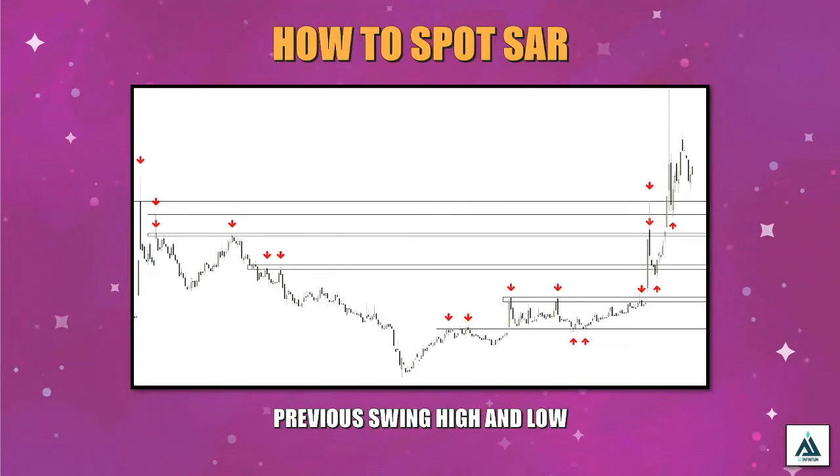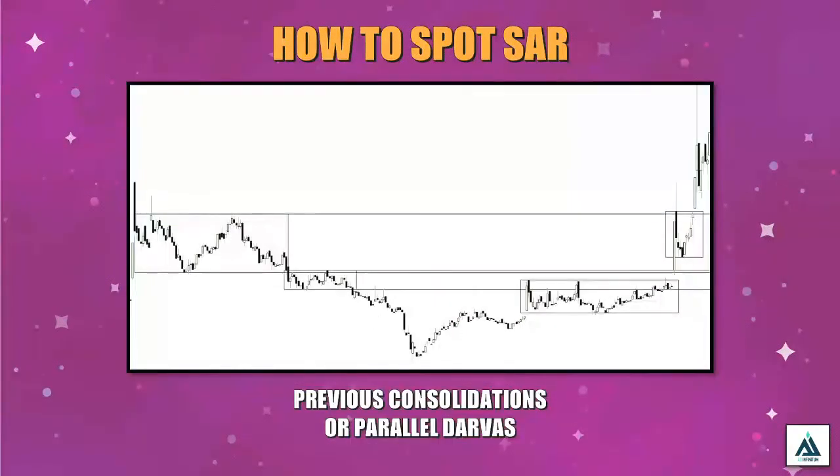Next, are previous consolidation or parallel darbas. These are areas where price previously consolidated for long periods. Typically, we identify the levels where price consolidated for a period and draw boxes onto them. The range created by those boxes can act as support and resistance. Soon, makikilala nyo din ito sa tawag na parallel darbas.